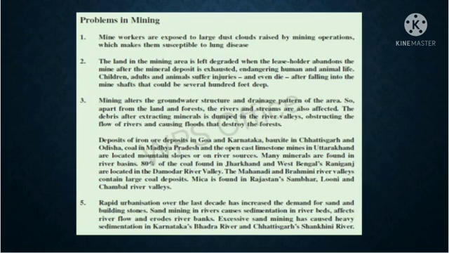Iron ore deposits in Goa and Karnataka, bauxite in Chhattisgarh and Odisha, coal in Madhya Pradesh, and the open cast limestone mines in Uttarakhand are located on mountain slopes or on river sources. Many minerals are found in river basins. 80% of coal found in Jharkhand and West Bengal's Raniganj is located in the Damodar River Valley. The Mahanadi and Brahmani river valleys contain large coal deposits. Mica is found in Rajasthan, Sambar, Luni, and Chambal river valleys.